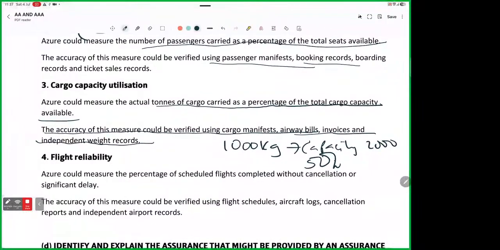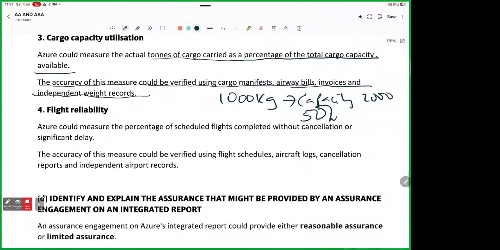All right, then we have flight reliability. ACCA could measure the percentage of flights completed without cancellations or significant delay. The accuracy of this measure could be verified using flight schedules, aircraft logs, cancellation reports, and the independent airport records. They are very important ones that these guys have left out of this.